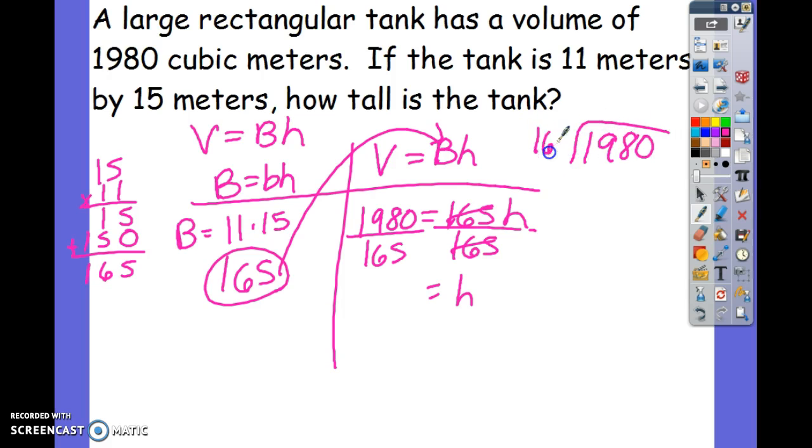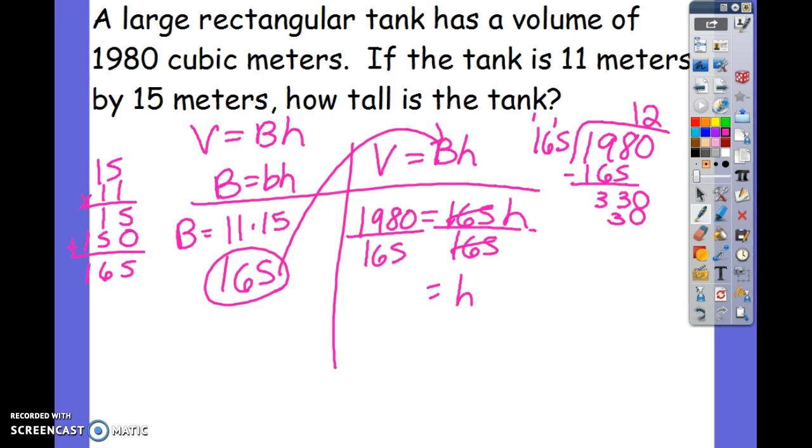1,980 divided by 165. I know that 165 goes into 198 one time. So I will multiply. 1 times 165 is 165. And I subtract. 8 minus 5 is 3. 9 minus 6 is 3. And I need to bring down my next number, which is 0. 165 can go into 330 two times.